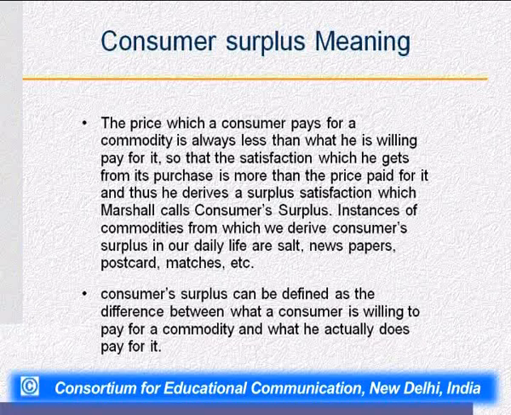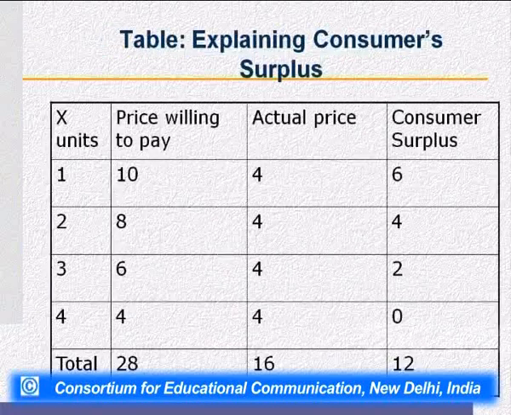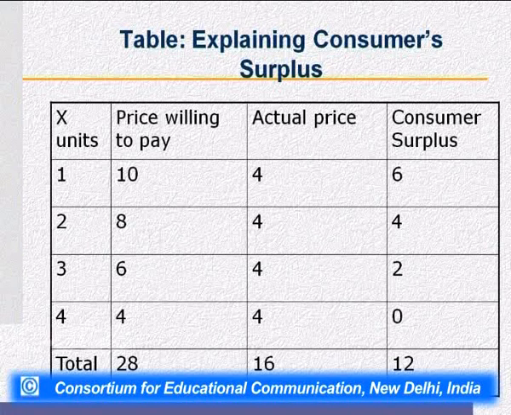Consumer surplus can be defined as the difference between what a consumer is willing to pay for a commodity and what he actually does pay for it. Here you can see in the table, price willing to pay is 10 and actual price is 4, and consumer surplus, the difference between price willing to pay and actual price, is 6.